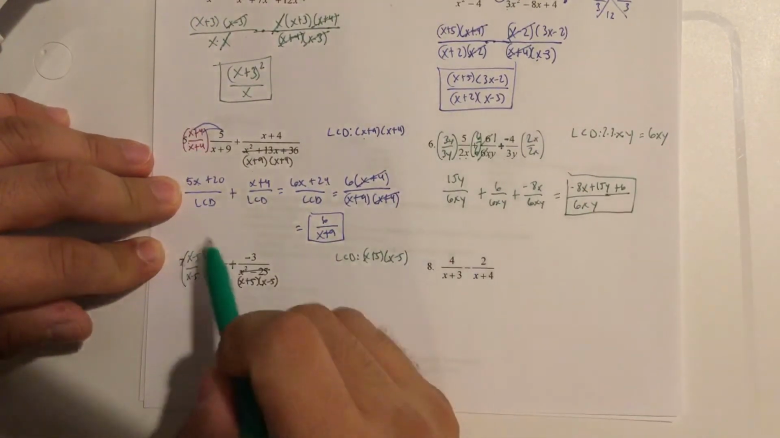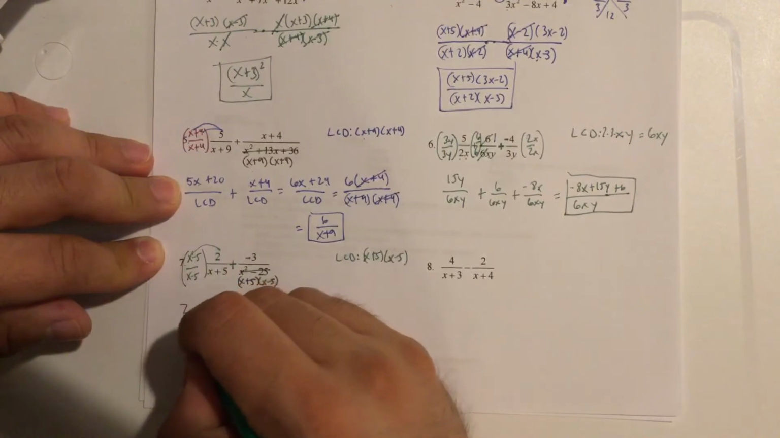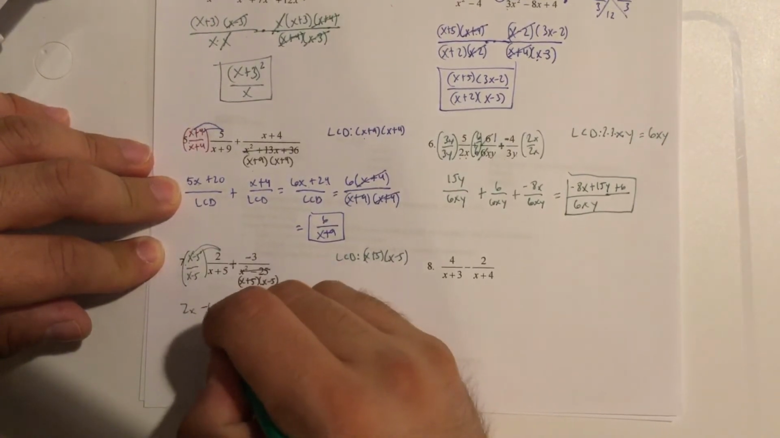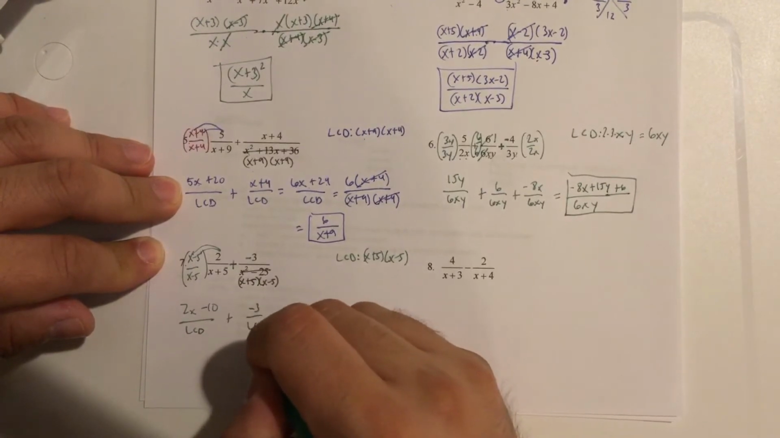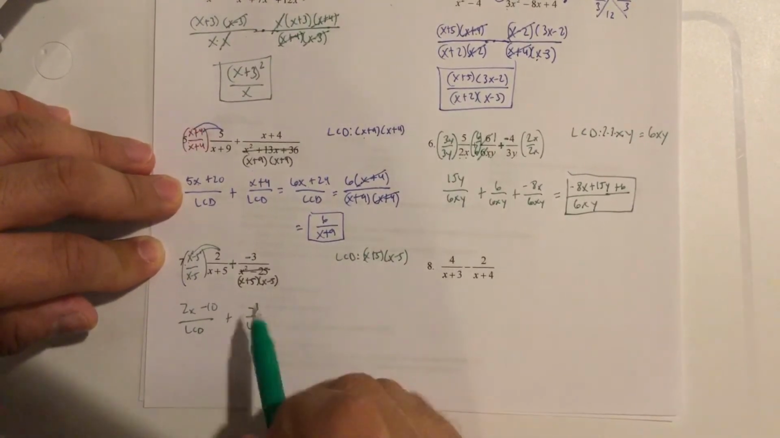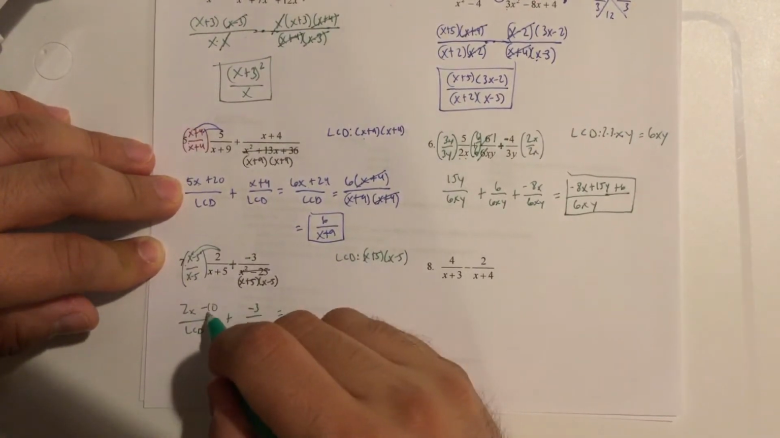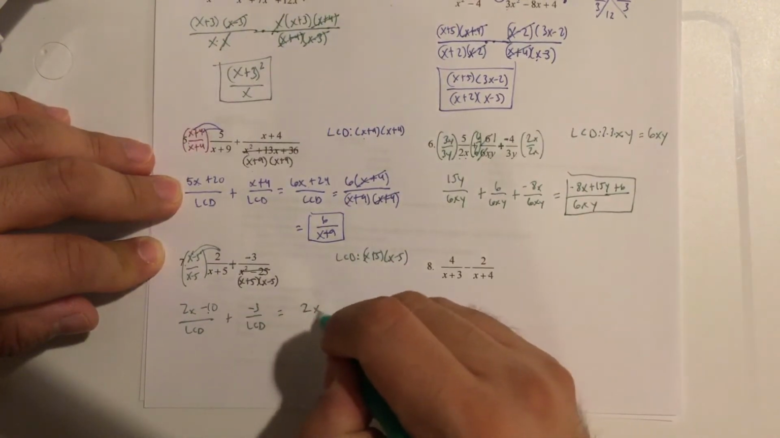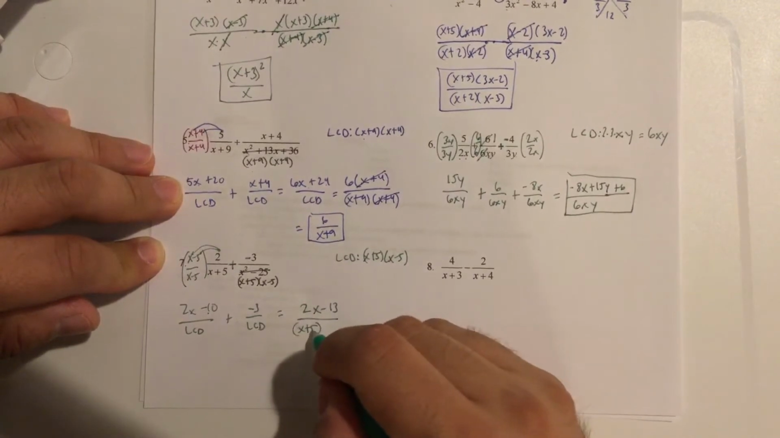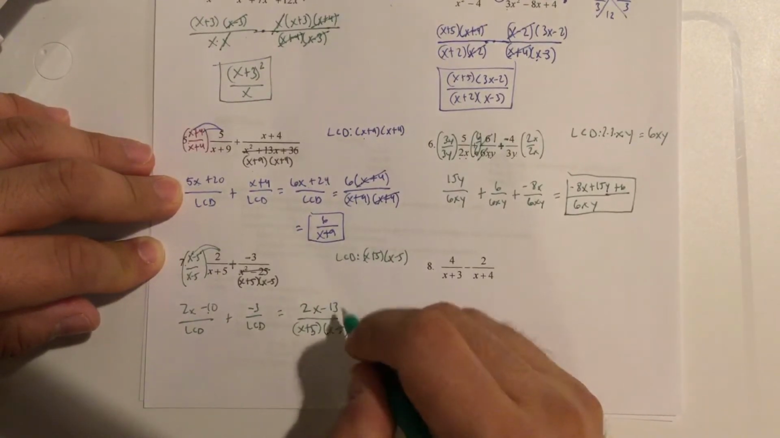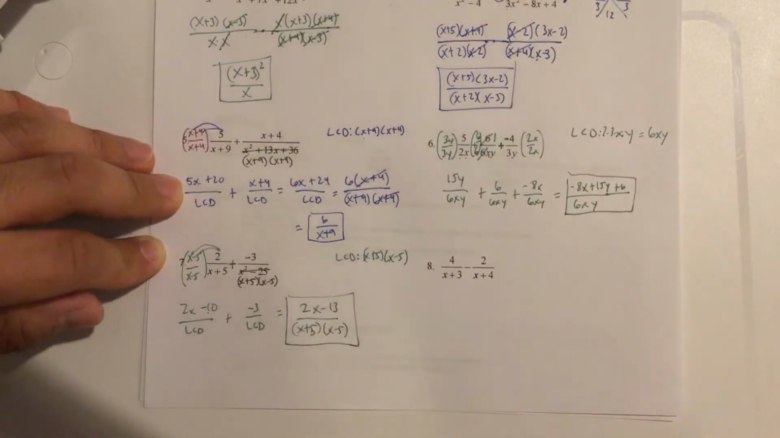From here, we're going to distribute the 2. 2 times x is 2x. 2 times negative 5 is minus 10 over the LCD, plus negative 3 over the LCD. And last, we combine like terms here. We can only combine negative 10 plus negative 3, so 2x minus 13. And we're going to change this to the actual LCD, and you'll notice that nothing actually cancels out. And this is your final answer.